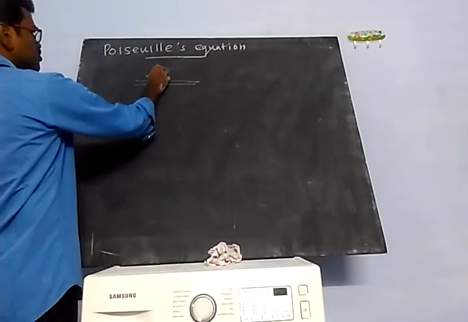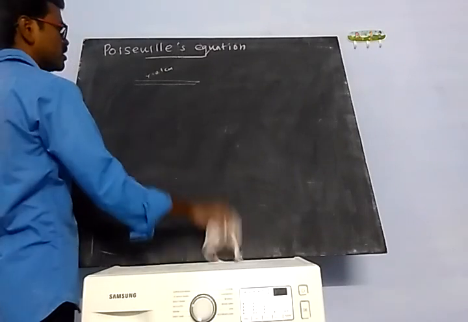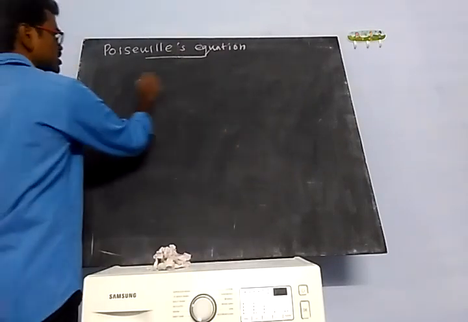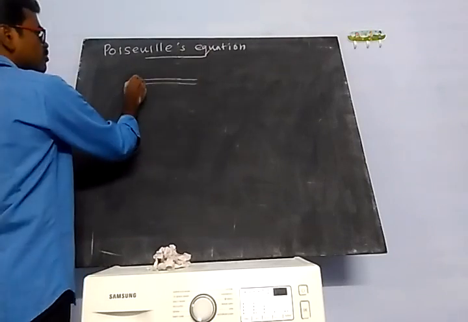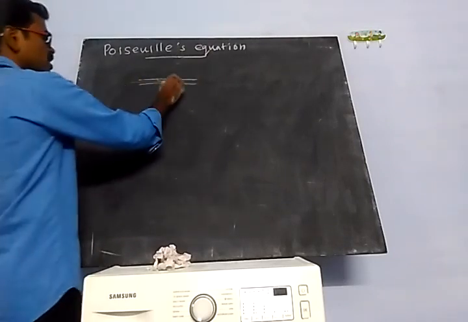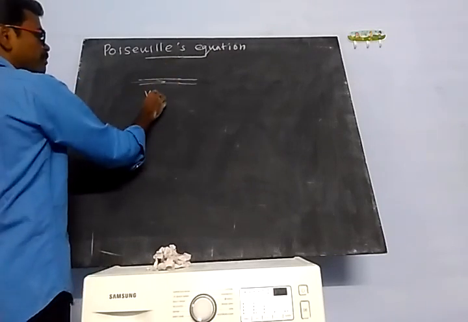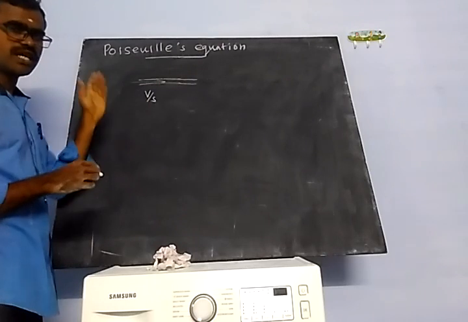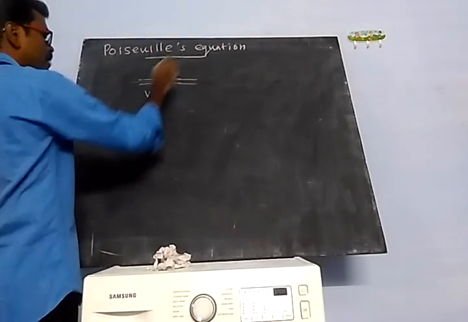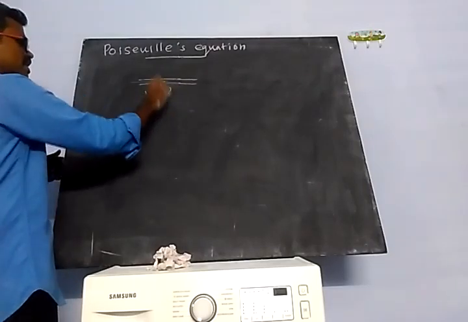So maybe r is equal to 0.1 centimeter, or that means 1 millimeter. That is called a capillary tube. So that tube is considered a capillary tube, and the liquid will be flowing very steadily. So he derived the expression for the volume of the liquid per second through the capillary tube. So how much is it? That is what he derived.